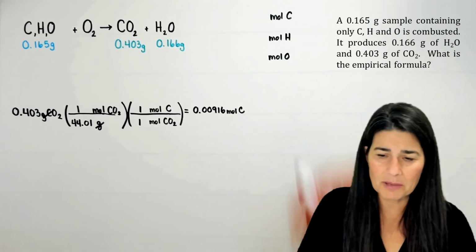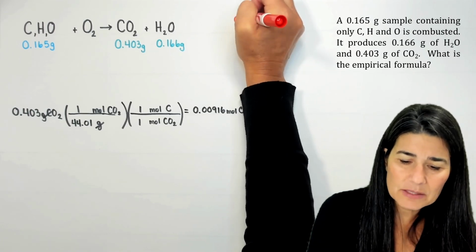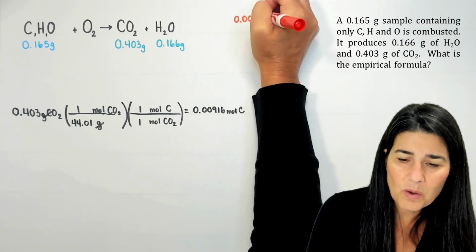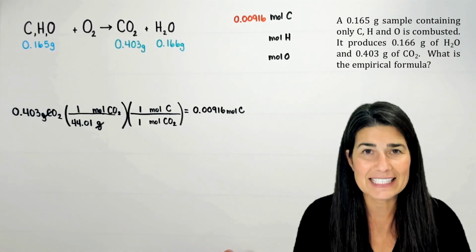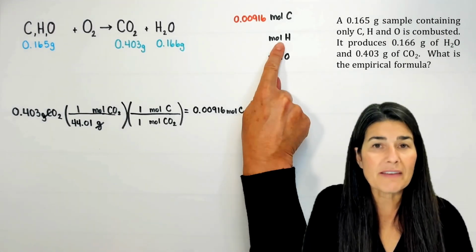Now that is such an important number that I'm going to try to stay organized. It's going to be a long problem, so I'm going to write that information up here. 0.00916 moles. I'm going to need it. Now, we also need to go ahead and get the moles of hydrogen.